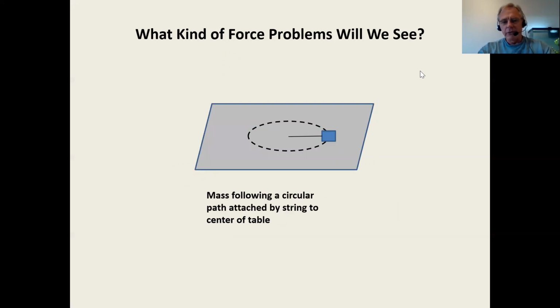To go in a different direction, we can have a mass that's going in a circular path. Imagine a rock on a string that we spin around, so it follows a circular path. So here I have a mass on a table, say, and that mass is attached to the center of the table and follows a circle. Okay, we're going to attack this exactly the same way.